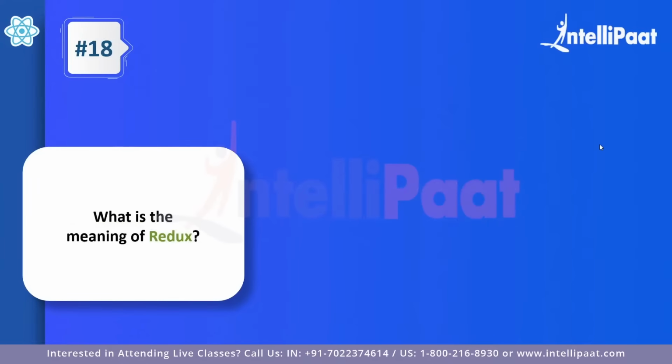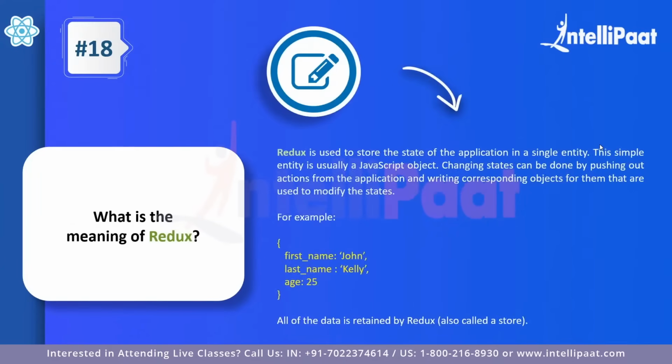Coming to the 18th question. The 18th question states, what is the meaning of Redux? Redux is again a very important aspect of React in a way where Redux is actually used to store individual states of these applications. So every single application will have a state, and to keep it very simple, we have to store it in a single entity, and using Redux we do just this. So if you're thinking about, is Redux a JavaScript object by now? The answer is yes. This entity that holds the state of an application is actually a JavaScript object.